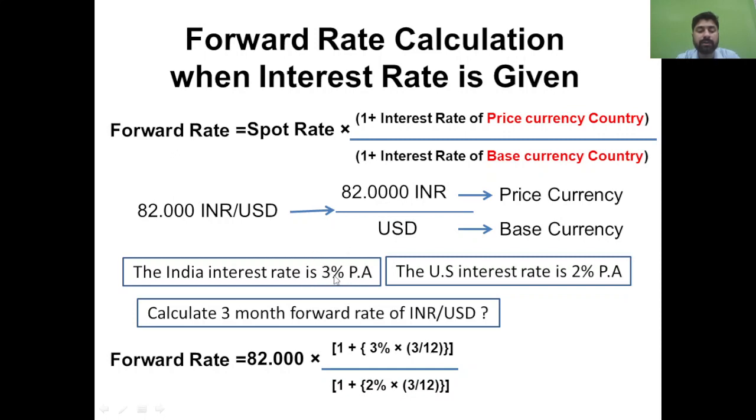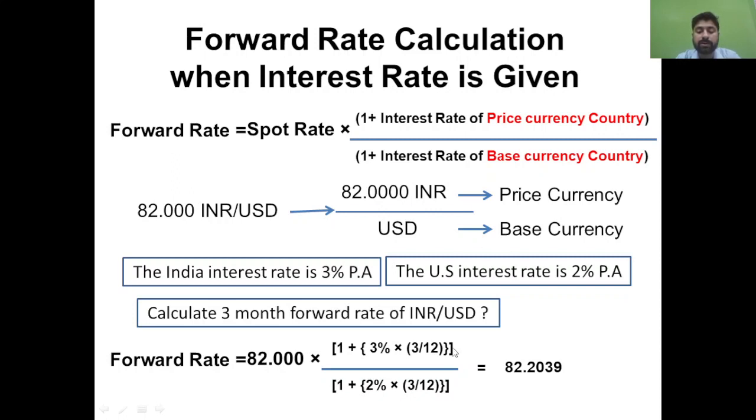So we need to convert this rate for 3 months. So the rate will be 3% into 3 divided by 12. Similarly, we need to convert this US interest rate, that is your base currency, for a 3-month rate, right? So this is how you convert this, and finally you get the forward rate after 3 months. It would be 82.2039. So I hope you understood the concept of how to calculate the forward rate once you have the spot rate and the interest rate of both the countries, right?